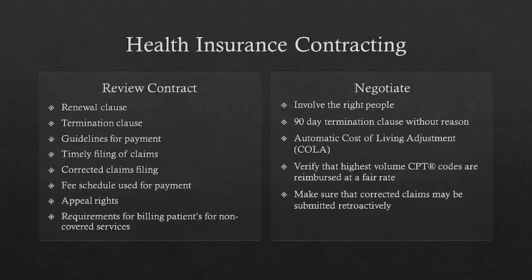Ask for a yearly automatic cost of living adjustment and verify that your most used CPT and HCPCS codes are reimbursed at a fair rate. If not, ask for a fee schedule adjustment. If the contract does not allow for corrected claims to be submitted retroactively, ask that this provision be added to the contract as well. The payer may not agree to everything that you ask for, but negotiation should be part of your contracting process, and consider renegotiating your contracts annually. These are just a few of the many areas that should be reviewed in a payer's contract, and I recommend seeking the legal advice of a healthcare attorney.